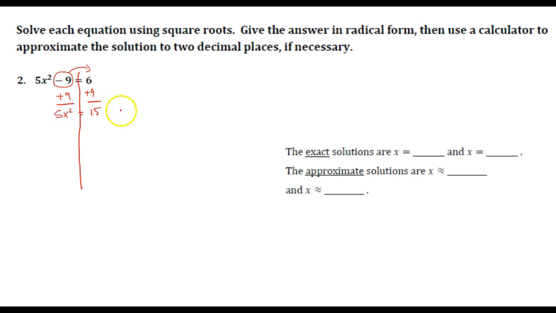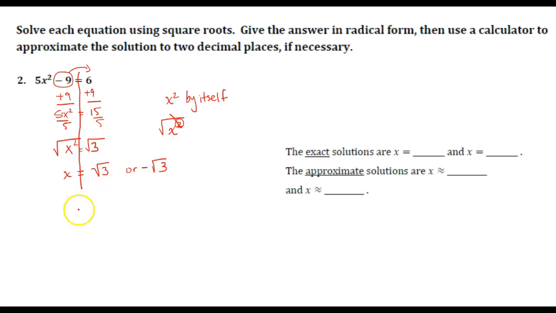5x squared. Now I want to get x squared by itself. So I'm going to do the opposite of multiplying by 5, which is dividing. And I get x squared equals, 5 goes into 15 3 times. Now again, if I want to get rid of that squared, or to the power of 2, I'm going to square root, so that'll cancel out. So I'll square root this side and this side, and I'm left with x equals the positive square root of 3 or the negative square root of 3.